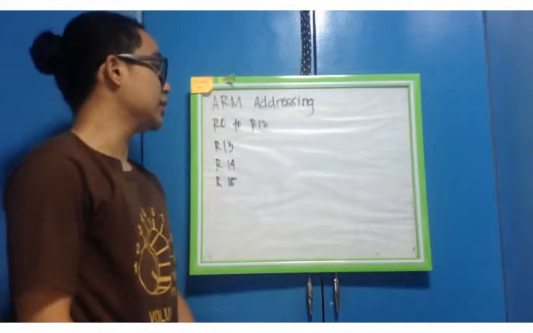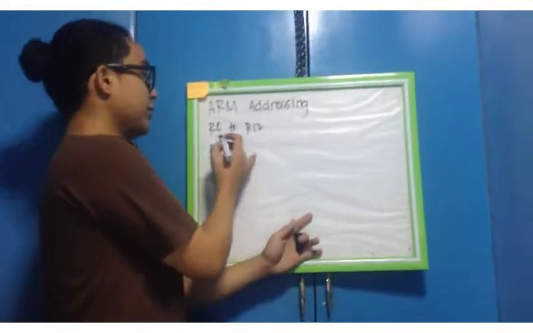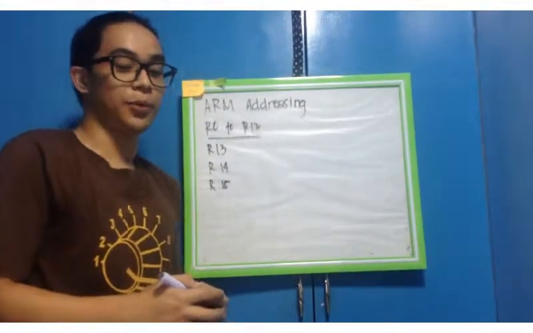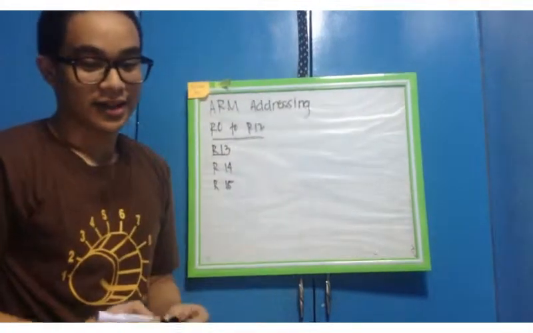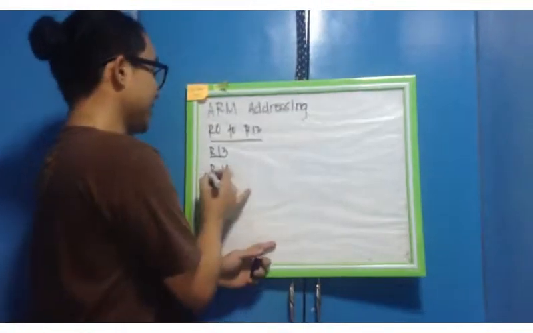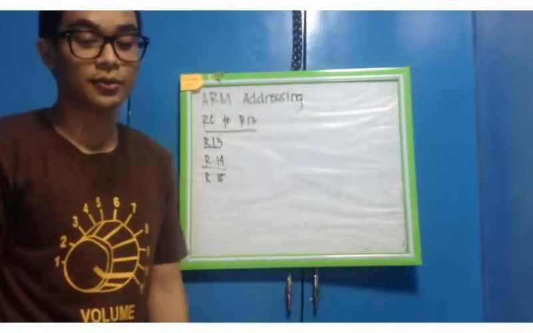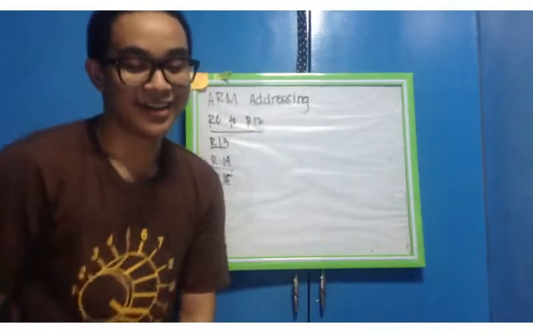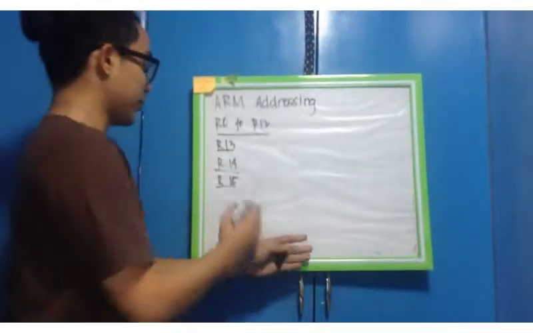In ARM addressing, there are different types of registers. First is R0 to R12, which are the general purpose registers. Next one is R13, is reserved for the programmer to use as the stack pointer. Next one, R14, is the link register which stores a subroutine's return address. And the last one contains the program counter and is accessible by the programmer.